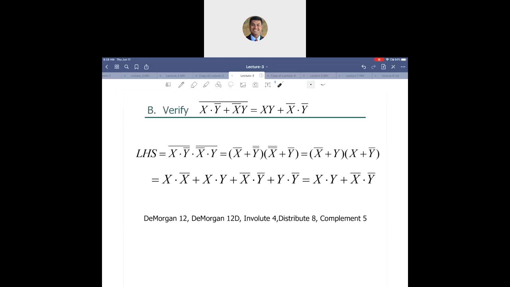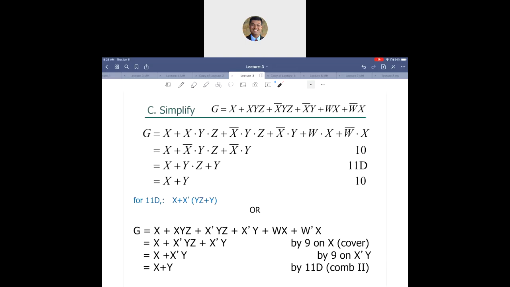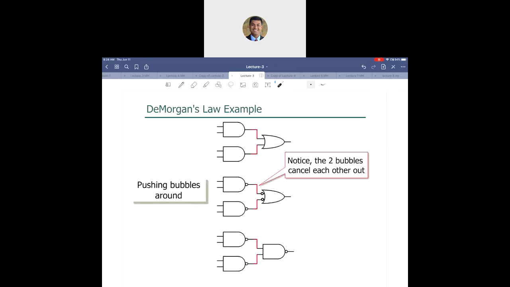Similarly, for the second problem, which was to verify, and then the last problem, which was a pretty long expression, we did the answer in one way, and there is also another way of doing this, which is cited over here. So take a look at both of these, and these are simply for your reference. We have already done these three examples. Now let's take a look at De Morgan's law, an example of that.